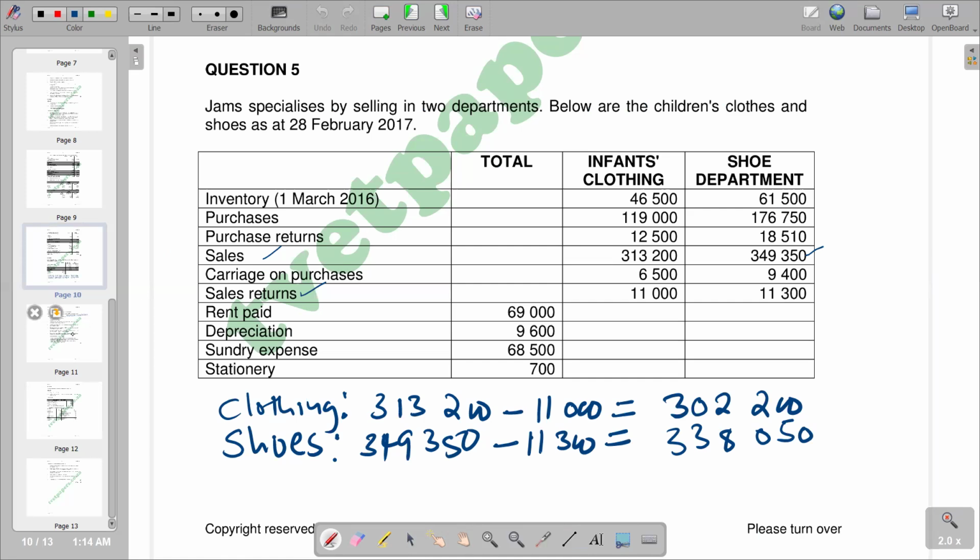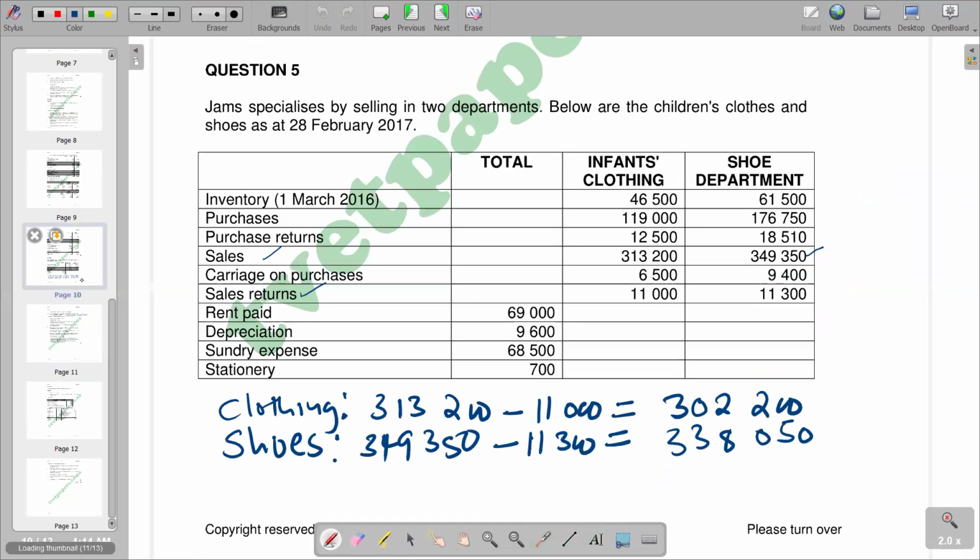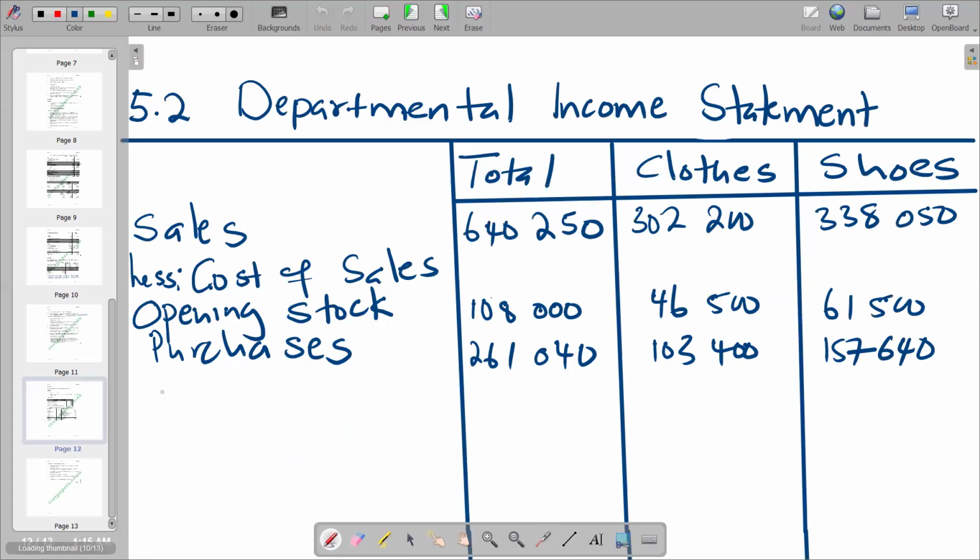So we go to additional information. You'd see that in terms of carriage, if you come to item 4, item 4 reads carriage on purchases amounting to 200 rands on infant's clothing was still outstanding, no entry was made. So if it's still outstanding, we are supposed to add. It means it's an accrual, so we add it to that department. So in other words, for the clothing, the figure that we are given for carriage is 6,500, we add 200. So when you add 200, it becomes 6,700. And then for shoe, we've got 9,400. So we go and enter them as such.